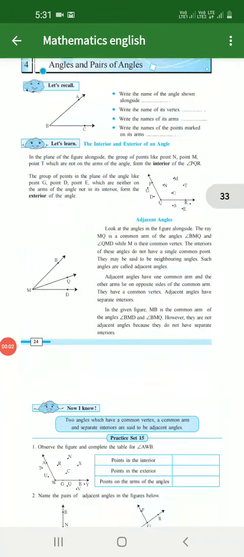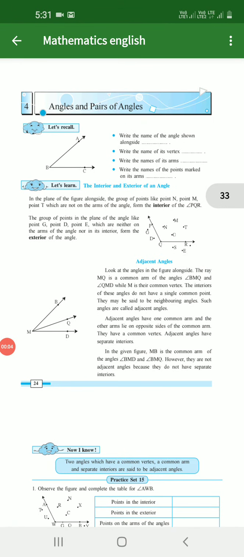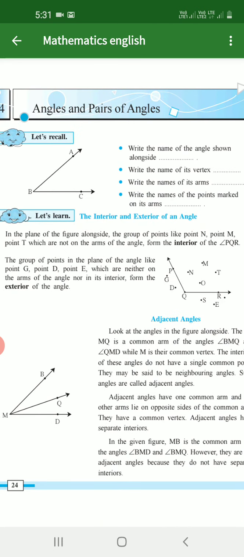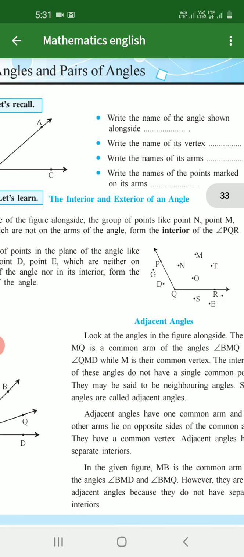Hello, my dear students. Today we'll be going to learn about lesson number 4, that is angles and pair of angles. Important things about that. The first one is the interior and the exterior of an angle.